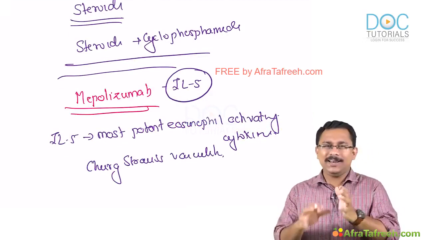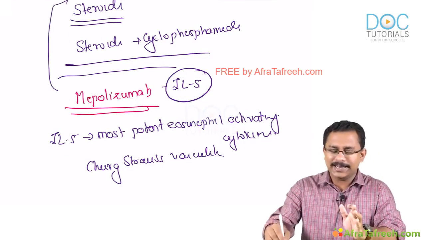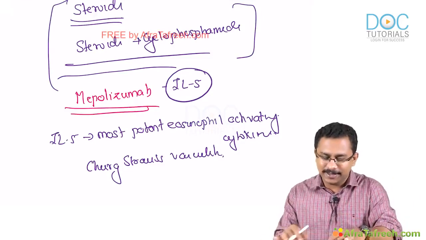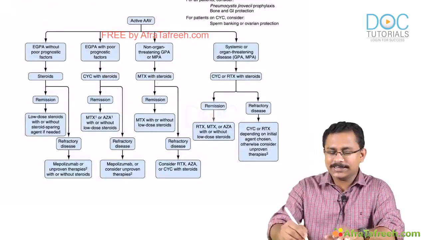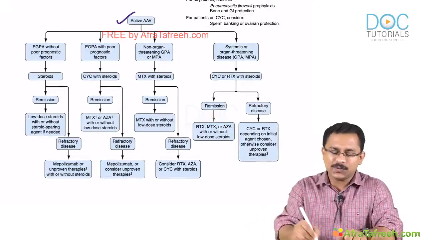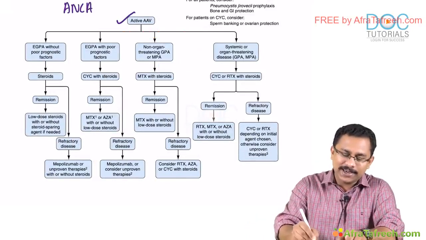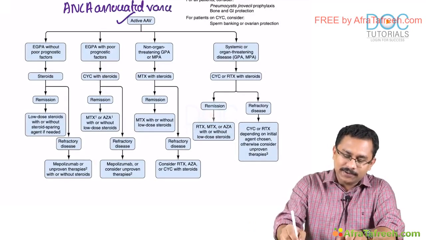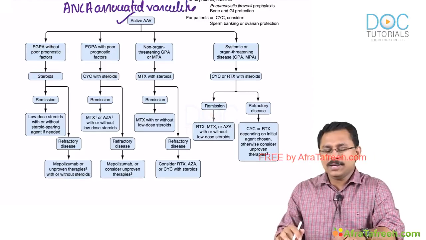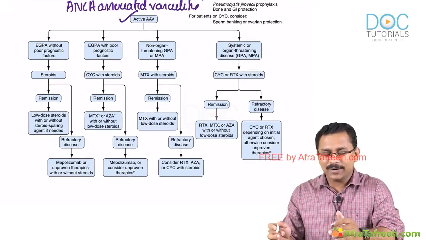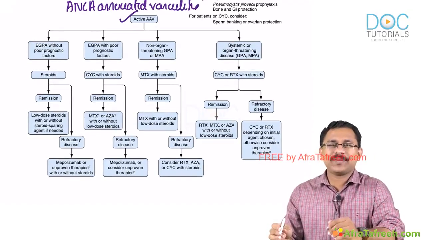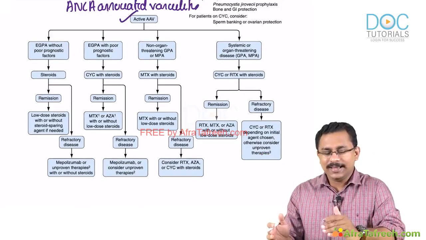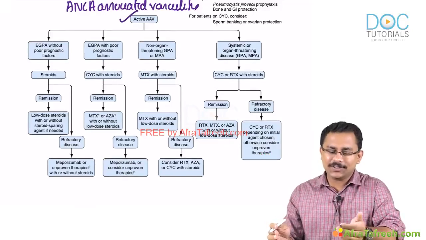Now let's come to the treatment aspects. Okay, the points I said were general points, but again it varies based on the disease and the severity. So let's see this. Okay, this is active AAV. AAV stands for ANCA associated vasculitis. So let's see them. You have your EGPA, which is your eosinophilic granulomatosis with polyangiitis. So EGPA is the Churg-Strauss.